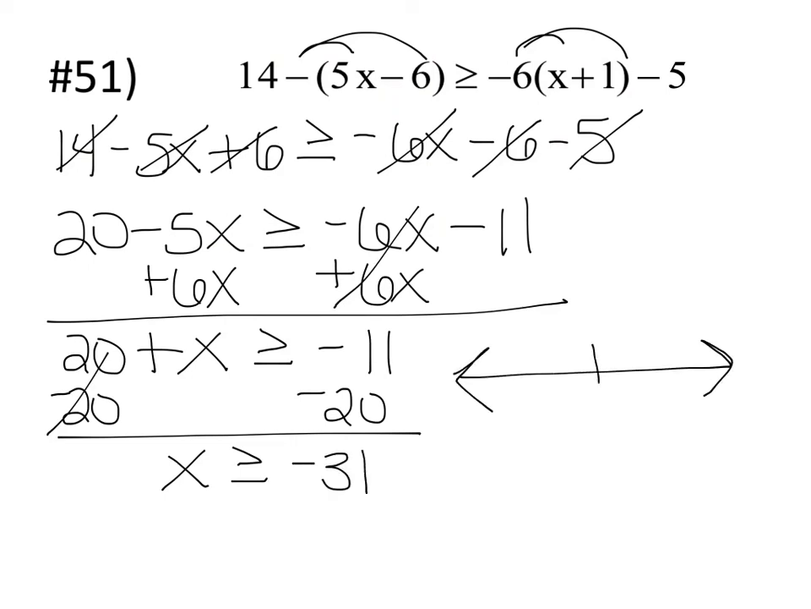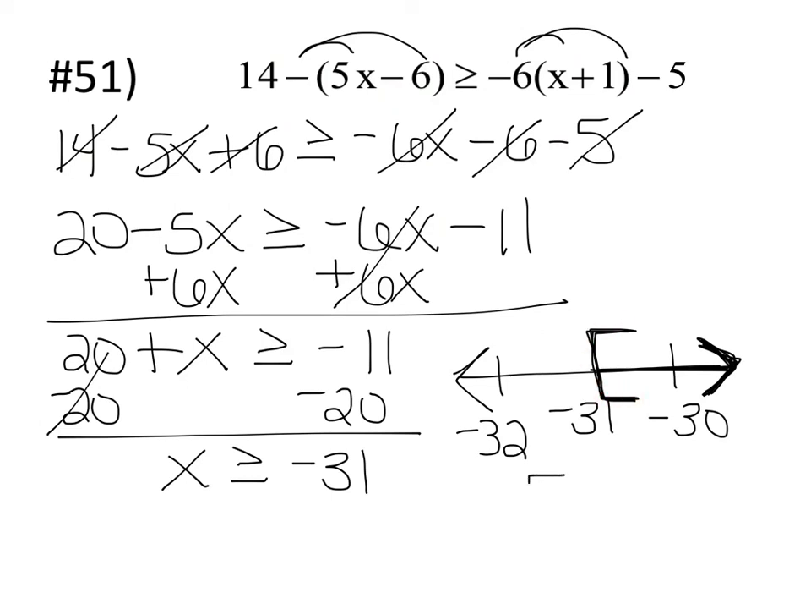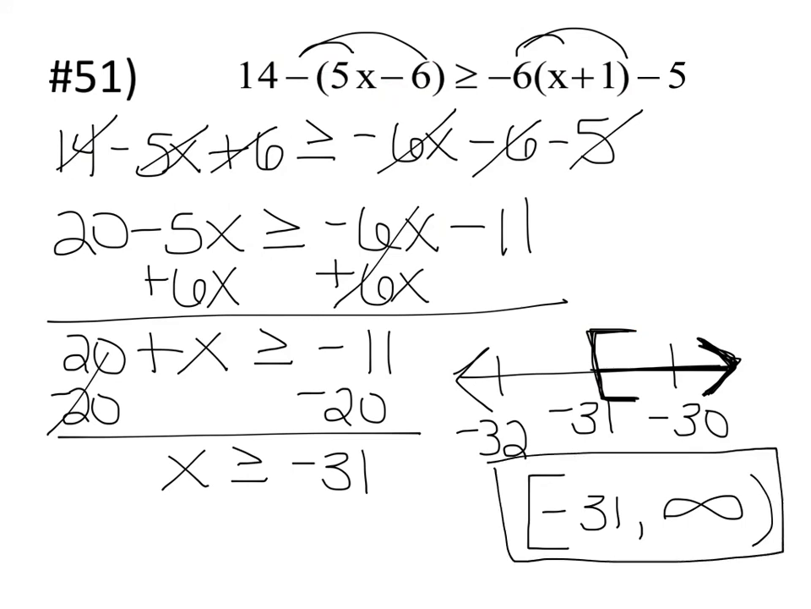Got another negative number here, so be real careful. This is negative 30, and this is negative 32. So this would normally be a closed circle. I'm not going to do a closed circle. I'm going to go straight to my bracket. It faces this way because my variable's first, and my arrow's pointing this way. Bracket on my graph, bracket in my interval notation. Starting at negative 31, going forever to the right, which means infinity. Infinity always gets a parenthesis, and that's it.